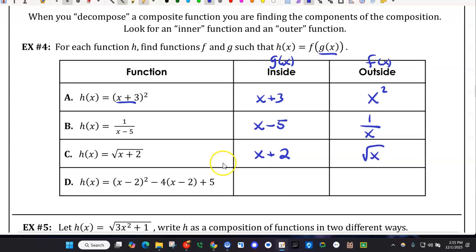And lastly, you can see that x minus 2 is plugged in here and here. So I'm going to take x minus 2 and plug it into the original. So that would be an x and that would be an x. So we'd have x squared minus 4x and the plus 5.